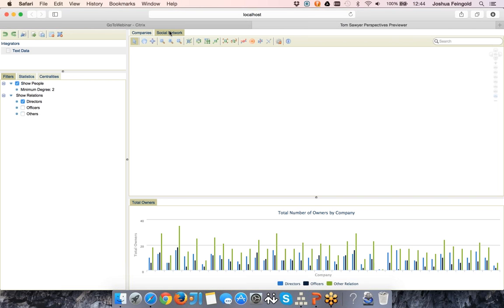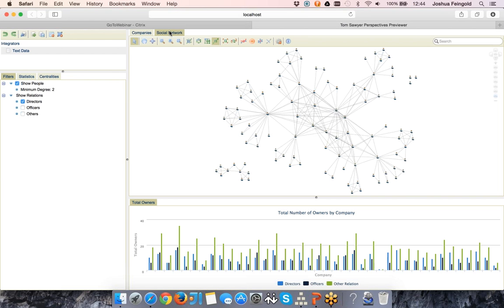And now that we've got this data set that we're interested in, maybe we'll go over to a social network view. And we'll see not only who is connected to each company, but using an inference that if people are connected to the same company, they are also connected to each other, we can create a social network, right? And we can run through some of our cool centrality algorithms. All right, so here's a betweenness centrality.